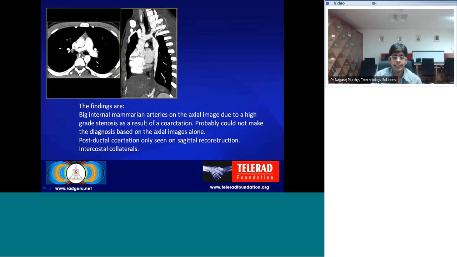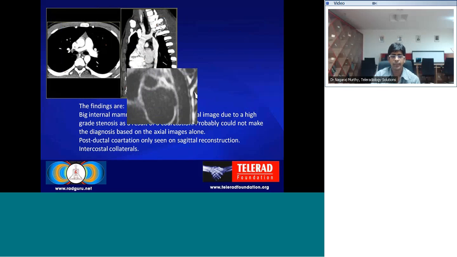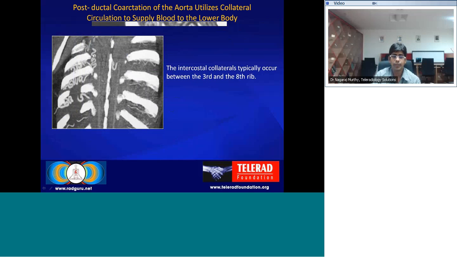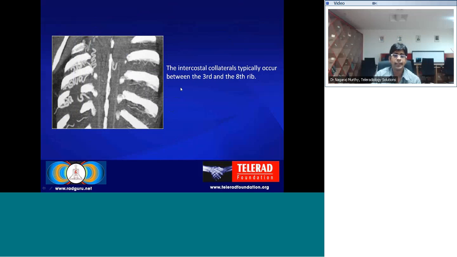It is difficult to make the diagnosis on this axial image, so the reformat is better, showing the coarctation and the multiple collaterals, intercostal collaterals here. The MR picture showing the coarctation, the postductal type, the narrow segment here. This is a picture showing multiple intercostal collaterals, typically occurring between the third and eighth ribs, causing notching of the ribs.